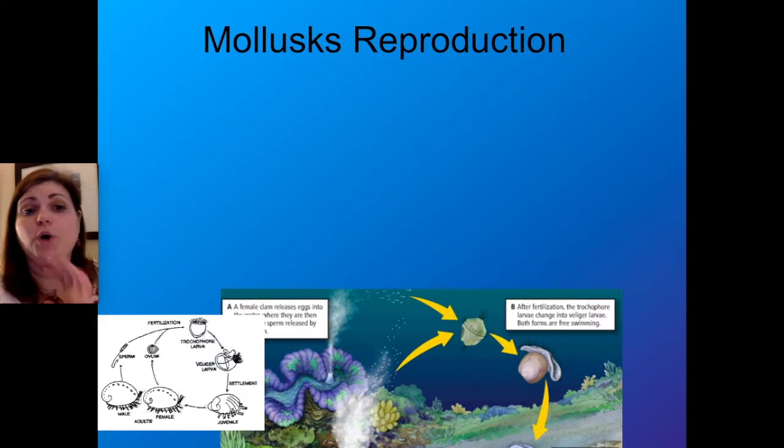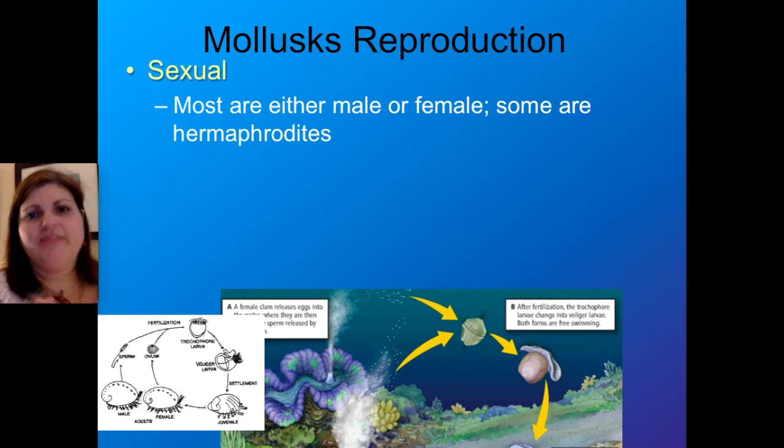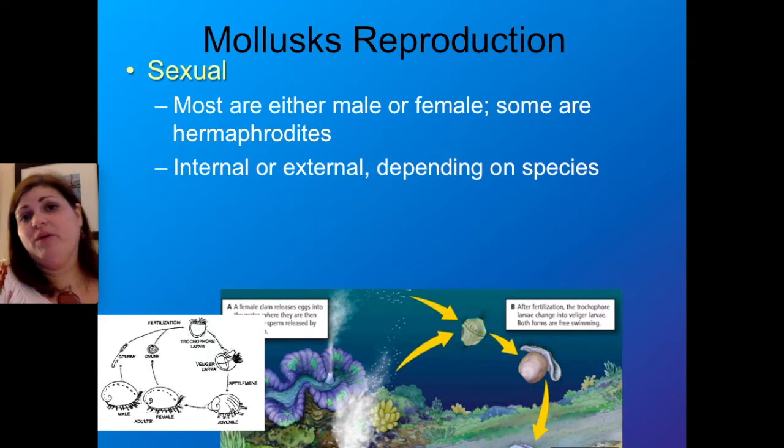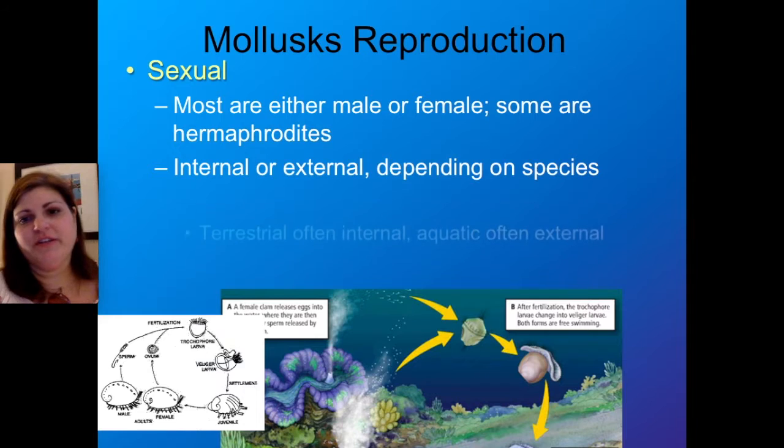Reproduction in mollusks is only sexual. There is no asexual reproduction in mollusks. Most of them are either male or female. There's very few hermaphrodites, although a couple exist. Depending on the species, we will find both examples of internal and external fertilization.